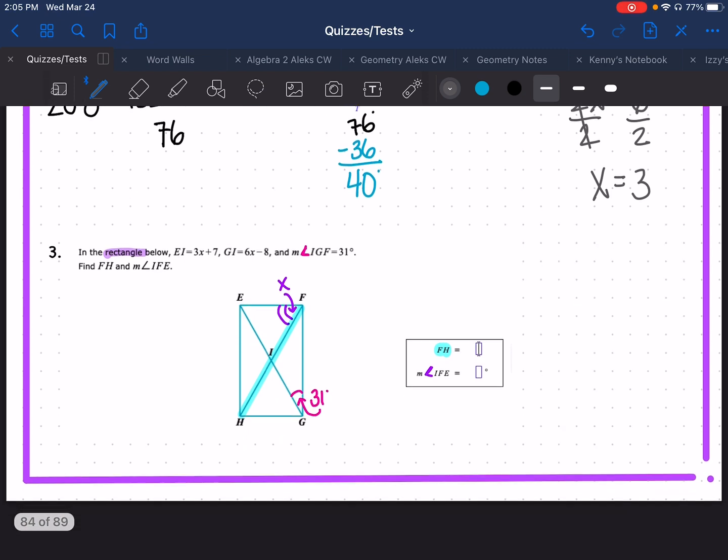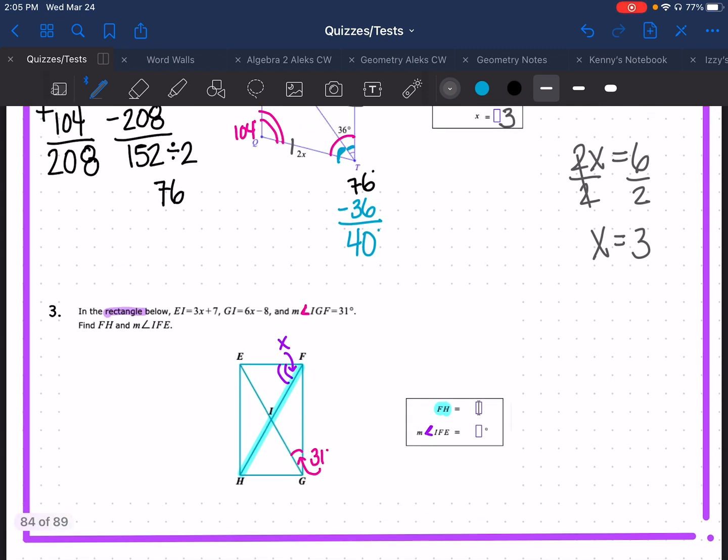All right, question number 3 and question number 4 are going to talk about a rectangle. And it says, in the rectangle below, EI equals 3x plus 7, GI equals 6x minus 8, and angle IGF is 31 degrees. All right, so I have to remember a couple of things about the properties of my rectangles. And since they're talking about EI and GI, I'm going to focus on them, EI and GI. They are part of a diagonal.